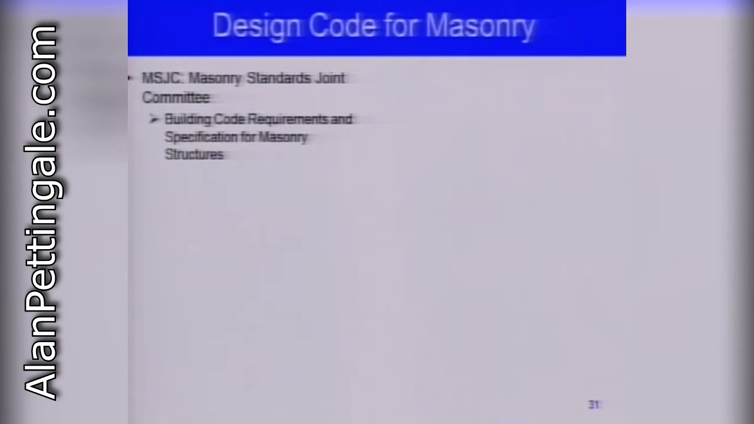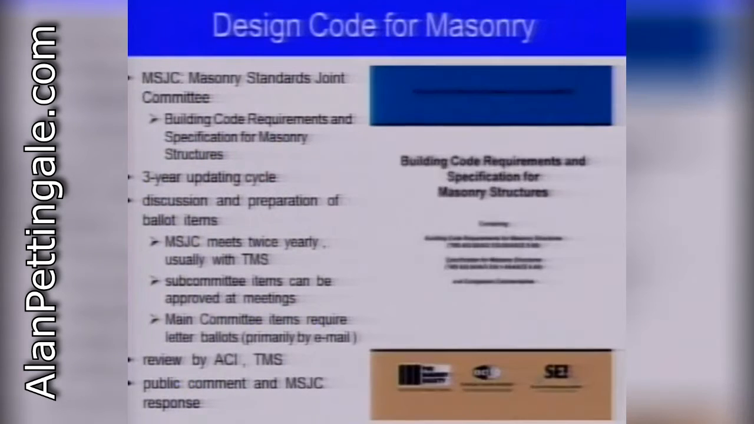Now, when it comes to masonry, we have what we call MSJC, which stands for Masonry Standards Joint Committee. This is how the document looks. The MSJC, I think Ben is part of it, has a cycle right now that updates every 3 years. And it has a very detailed procedure on how things change.